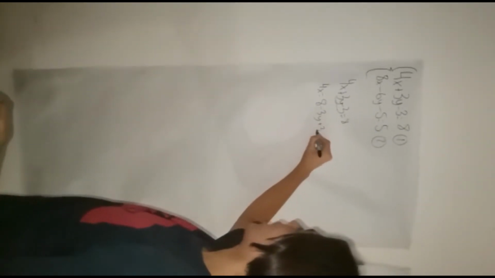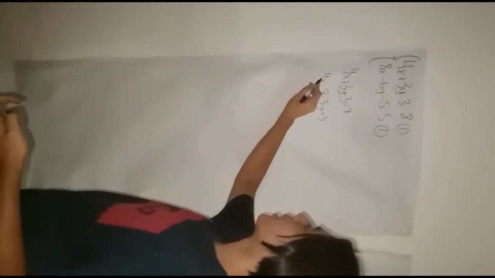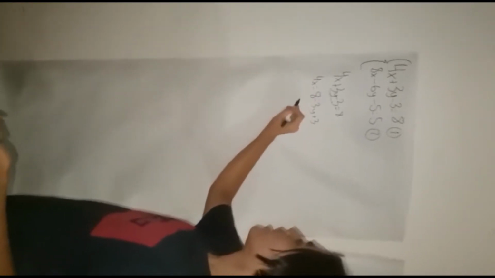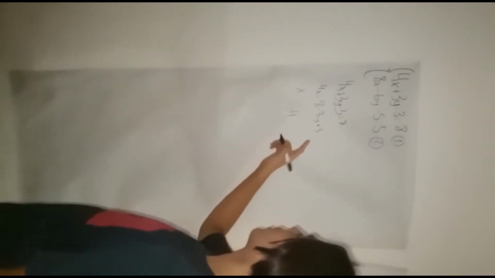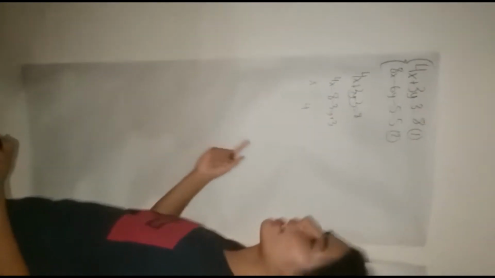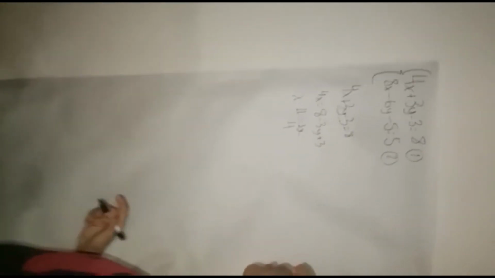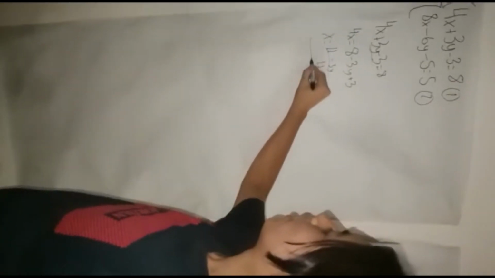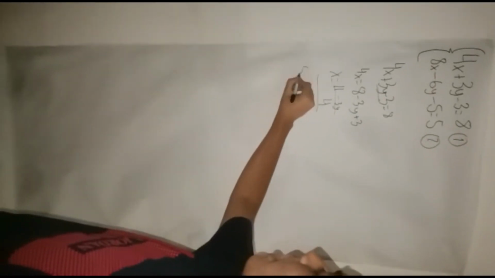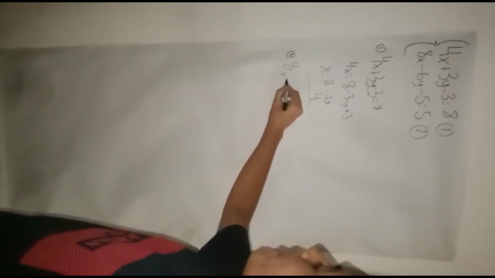We are going to pass them to the opposite side with their opposite signs, and it would look like this: 4x is equal to 8 minus 3y plus 3, and we're going to leave this x alone, and as this 4 is multiplying it will pass dividing like this. But first we have to solve these two, which is 3 plus 8 gives us 11, and there is 8 minus 3y over 4. That's what x is equal to.